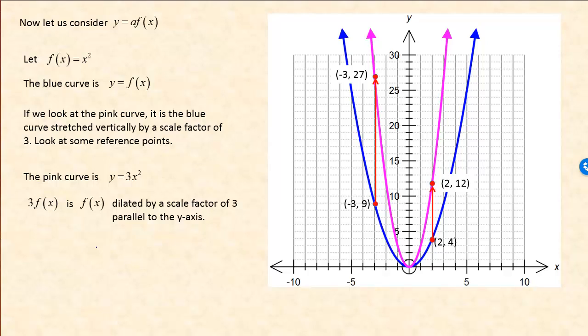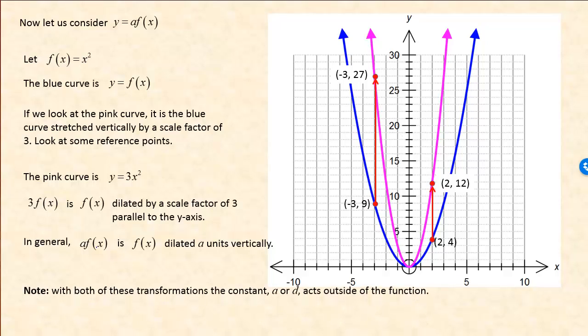3 times f of x is f of x dilated by a scale factor of 3 parallel to the y-axis. Now this is the correct terminology, dilated, not stretched. Parallel to the y-axis, not vertically. So make sure you use this language. In general, a times f of x is f of x dilated a units vertically, or parallel to the y-axis.